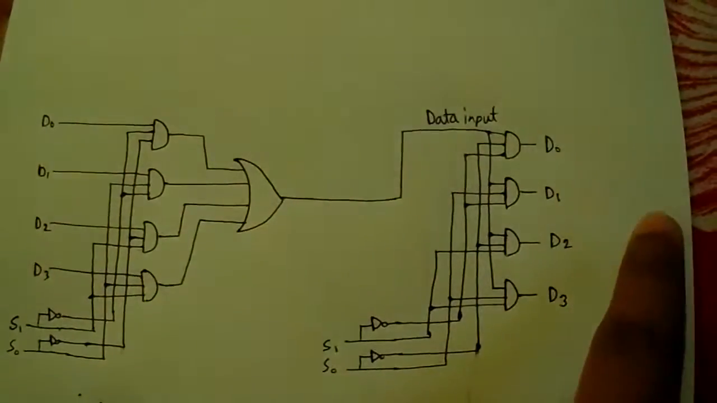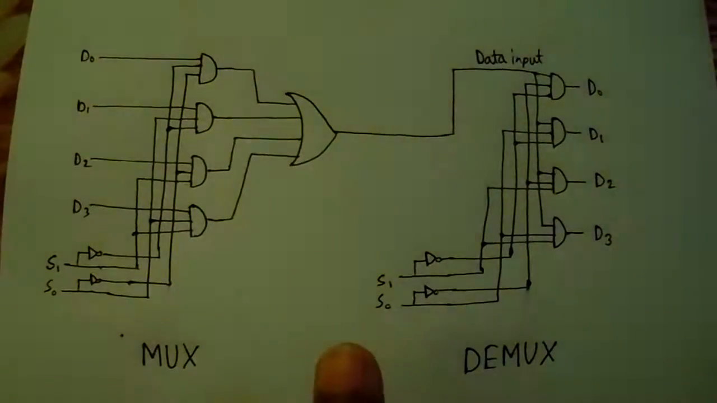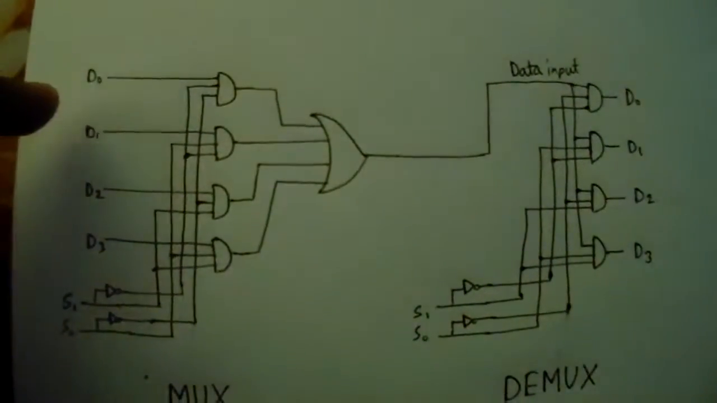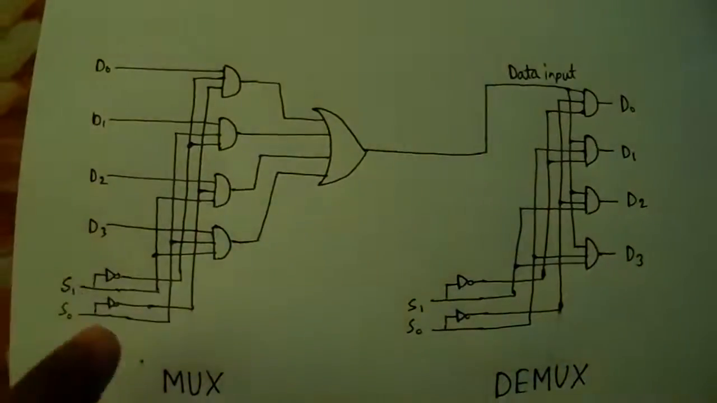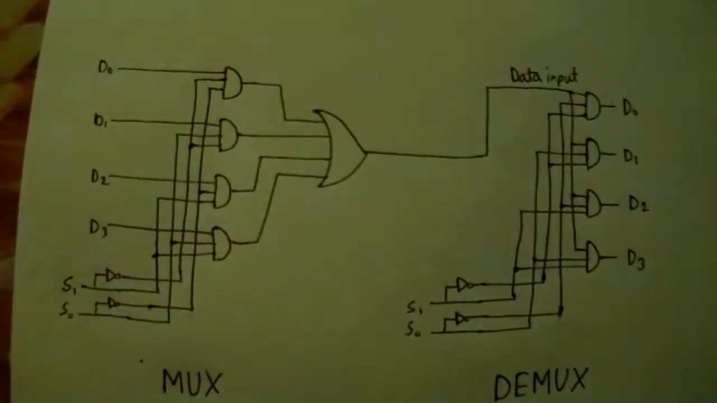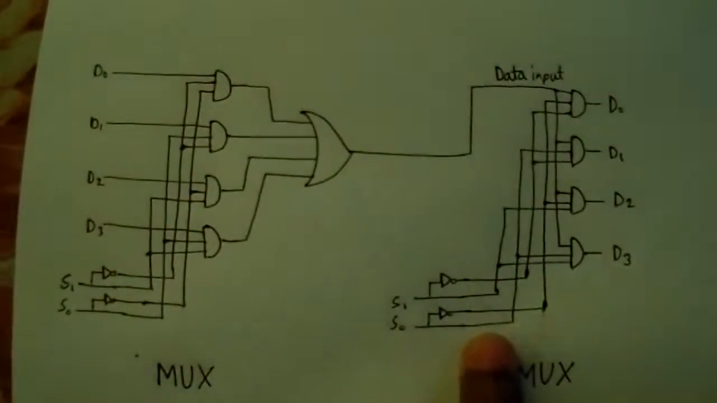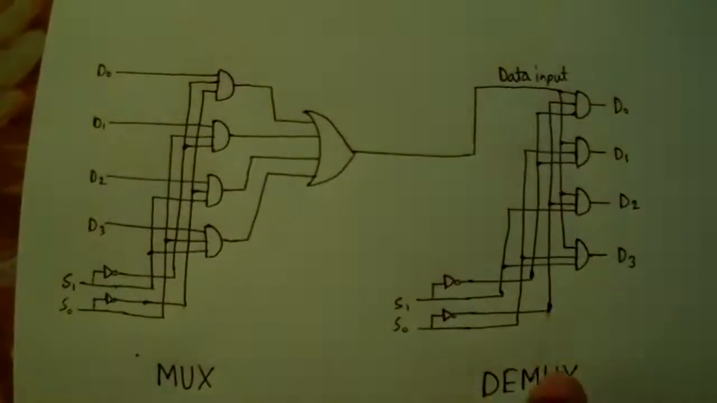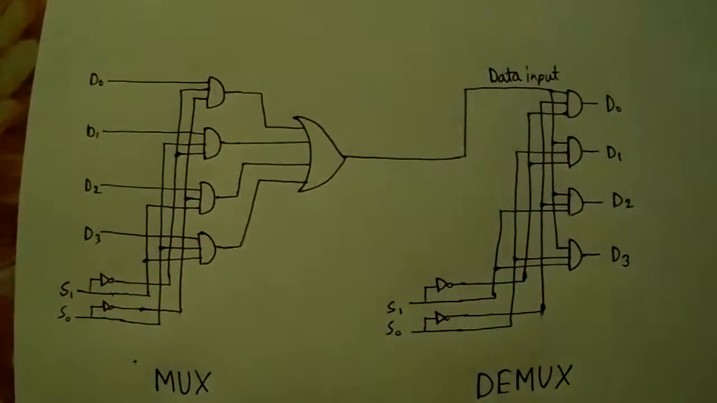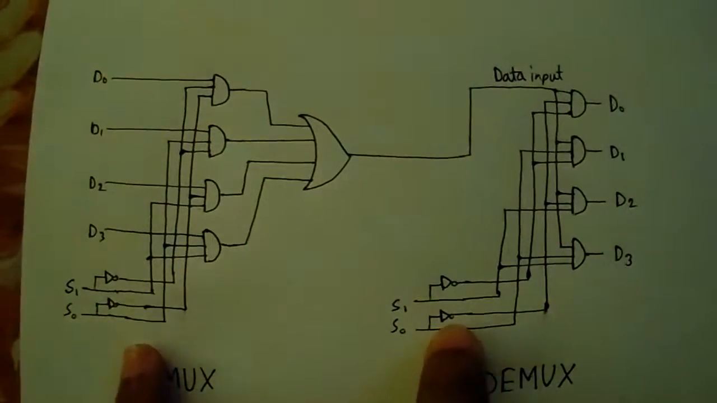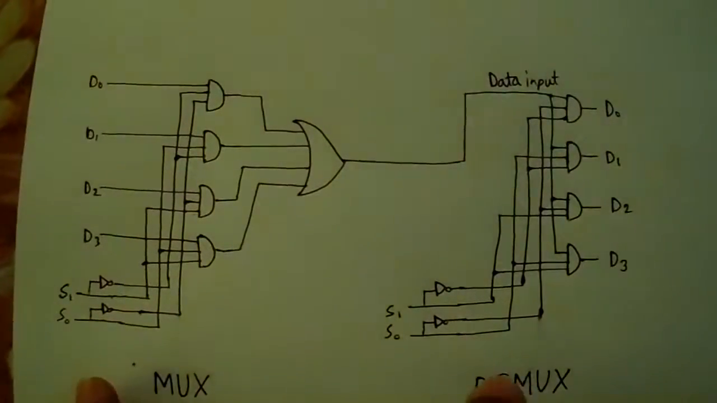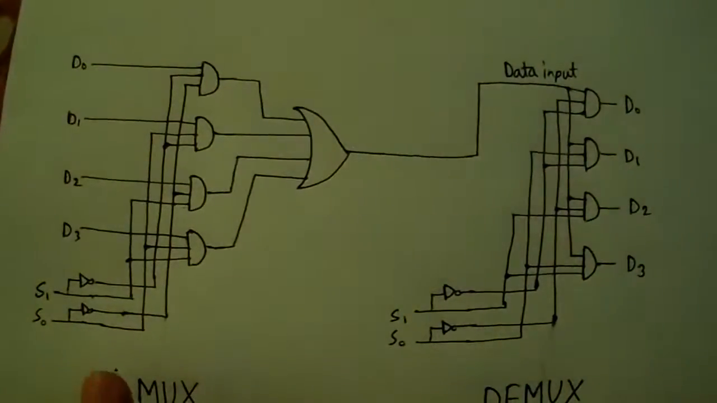and the selector pin will select which one should open to pass. And one most important thing is, when I'm passing data on D0 or D1 or D2 or D3, the value of the selector pins here will be just the same as here, otherwise the data will not pass correctly. So we should remember that our selector pins' values are the same at that moment.